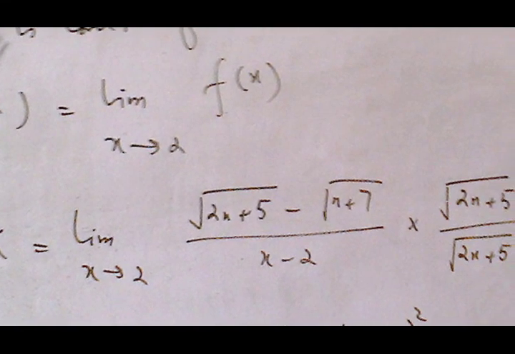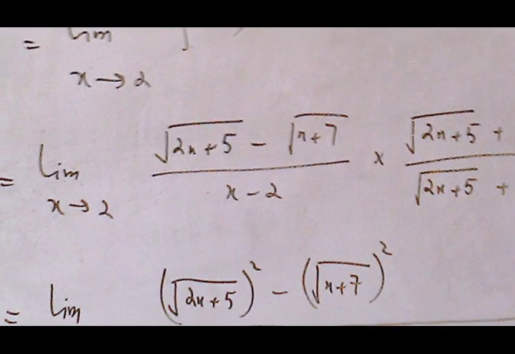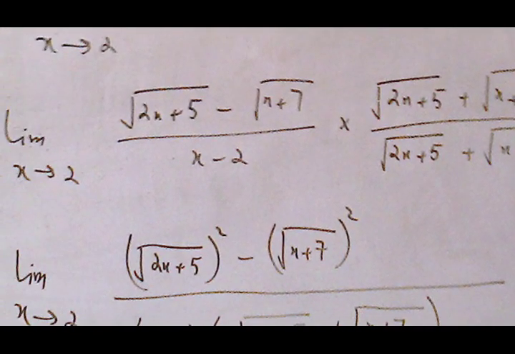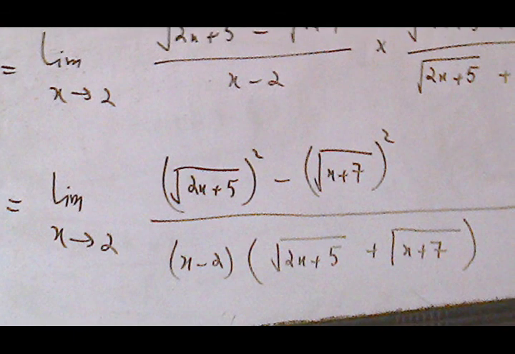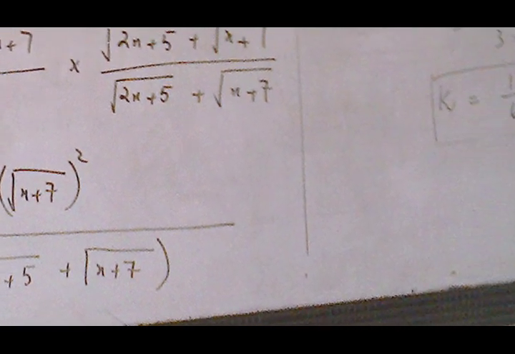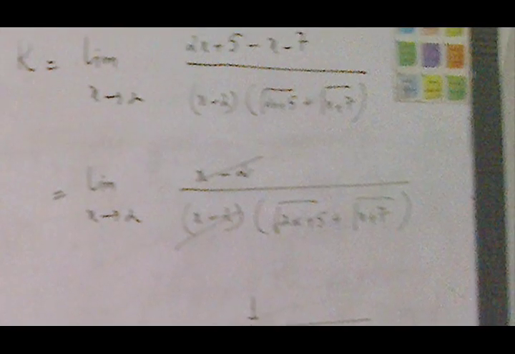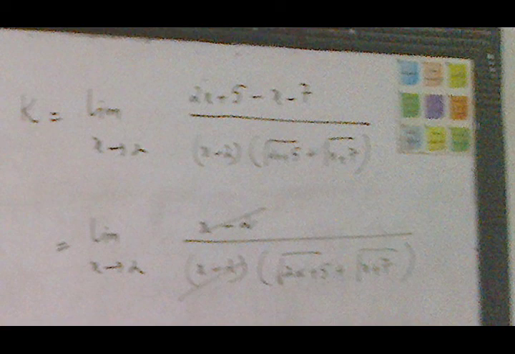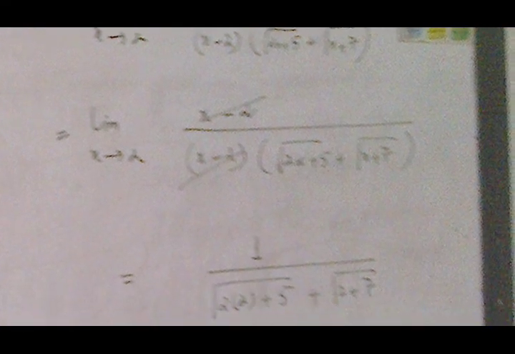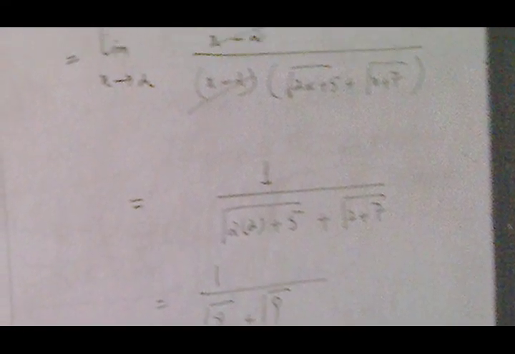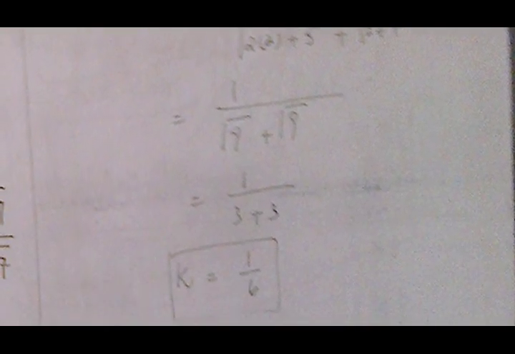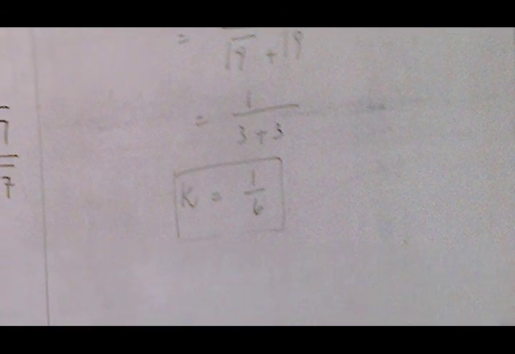Now here we have f of x, we rationalize this value, a square minus b square. Simplify the value, and numerator and denominator cancel each other, and then we put the value. So the answer of k is equal to 1/6.